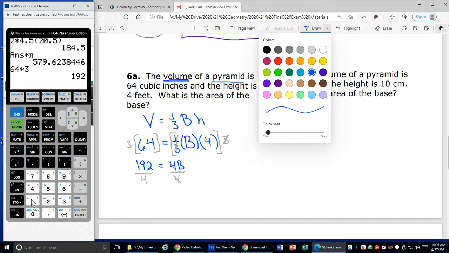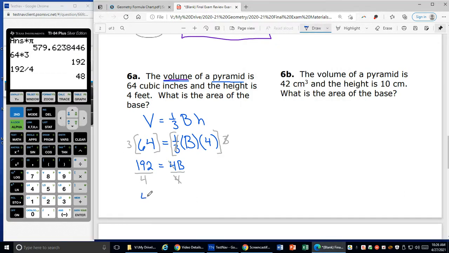So 192 divided by 4 is 48. So 48 is the area of my base. And these would be feet, and so my B equals 48 feet, and it's the area of the base, so they are square feet.